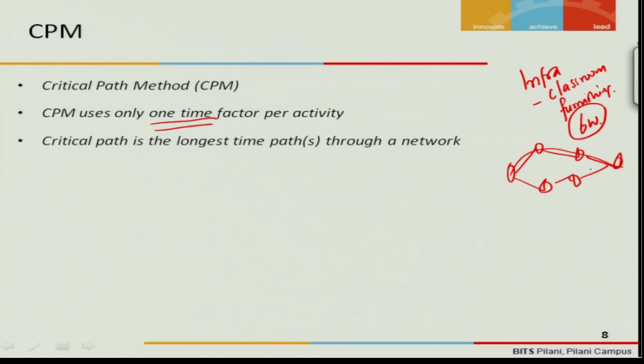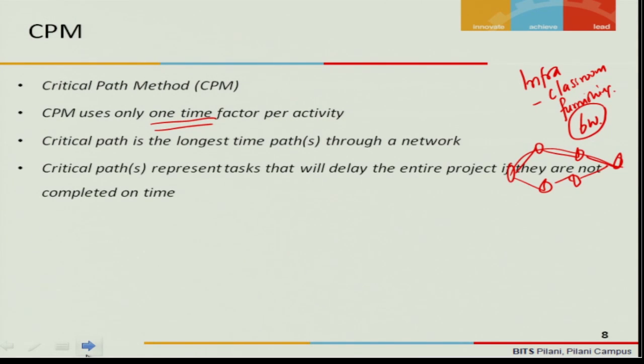And the critical path is nothing but the summation of all the time estimates of the activities which lie on the critical path. Critical paths represent tasks that will delay the entire project if they are not completed on time. Once you identify a particular path as the critical path, if there is any delay in any one of the activity, the entire project is going to get delayed, is what it signifies.